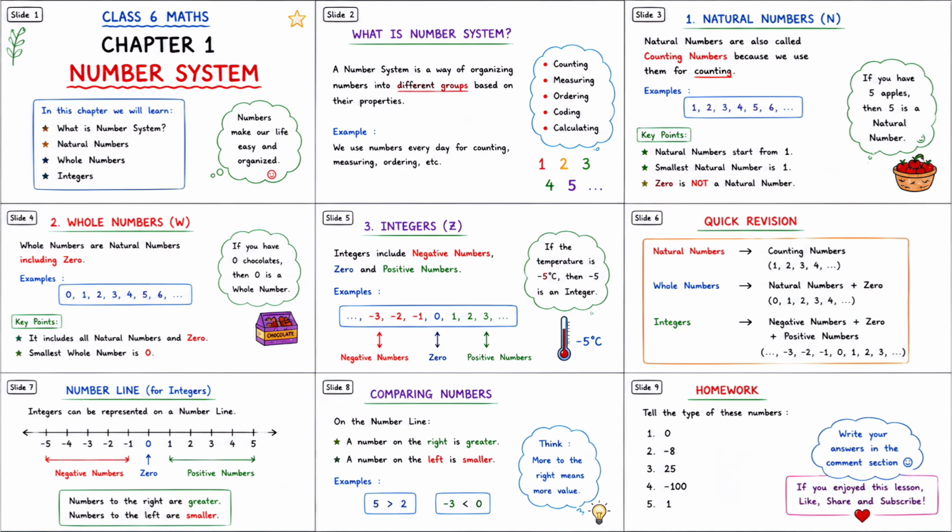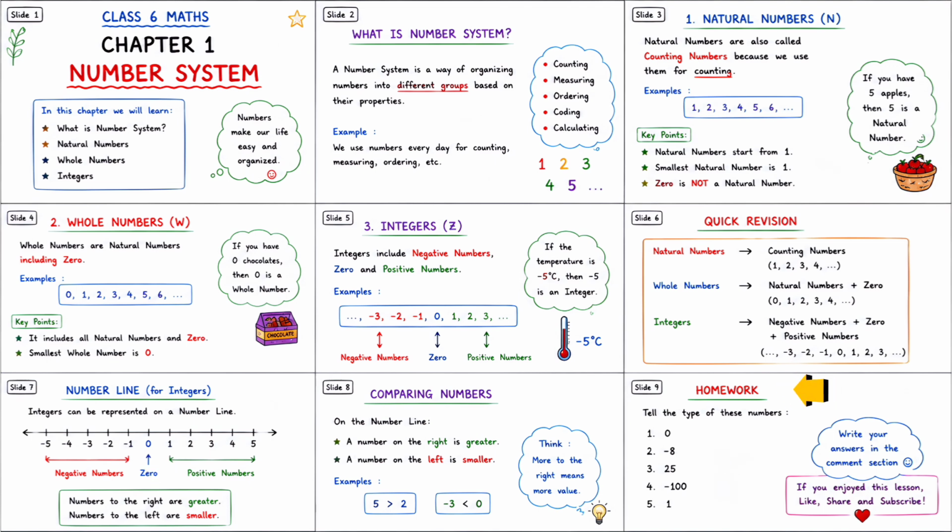Quick revision. Let's revise today's lesson. Natural numbers, counting numbers. Whole numbers, natural numbers plus 0. Integers, negative numbers plus 0 plus positive numbers. On the number line, numbers on the right are greater. Numbers on the left are smaller. I hope you understood today's lesson.